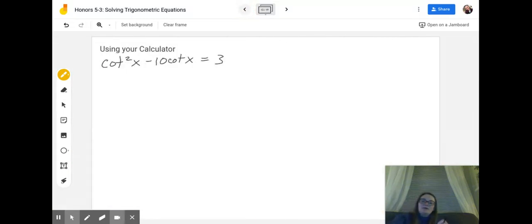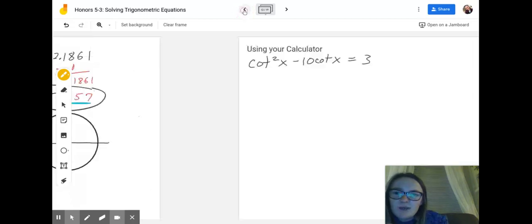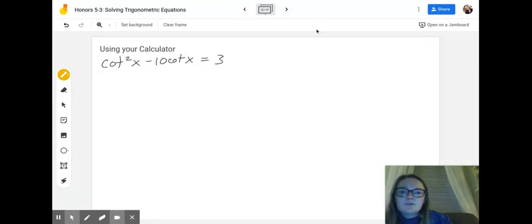Using your calculator, I want to know what cotangent squared x minus 10 cotangent x is equal to 3. I'm going to go on Desmos for this, and I'm just going to tell you what you could write in your calculator. I can only show you Desmos because I'm on a web browser.